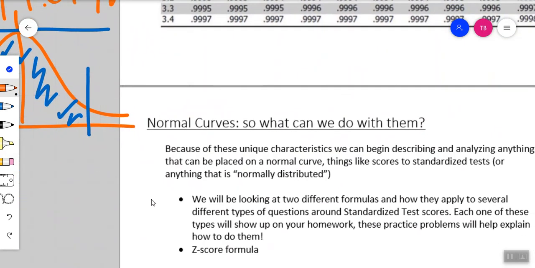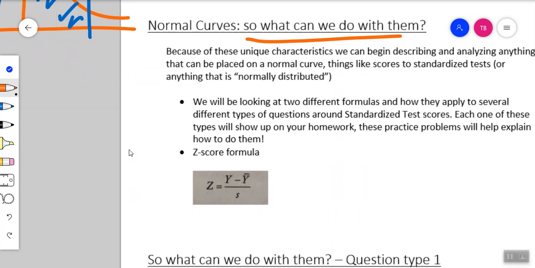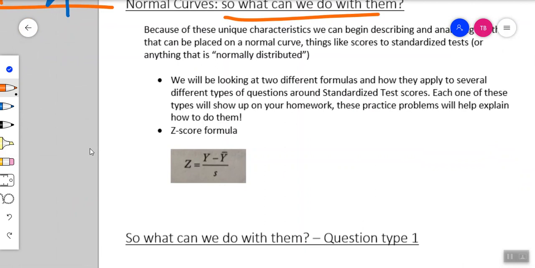Okay, so now that we've looked at the z-scores and the z-table, what can we do with them? Because of these unique characteristics, like I said, we could begin describing the characteristics of larger bodies of data and start describing them in ways that, like we've talked about this whole time, make sense of the information. So basically, we're only looking at 2 different formulas this time, and there are going to be about 5 different ways that the question might be asked. So as I go through each type, just keep track of the steps, because in the homework problems there's going to be an equivalent of each type of question.